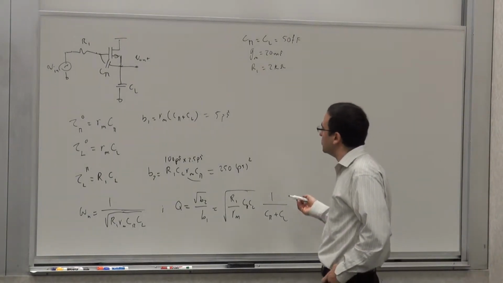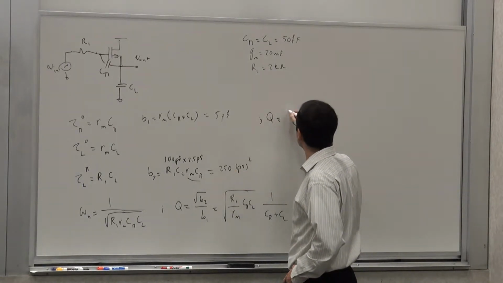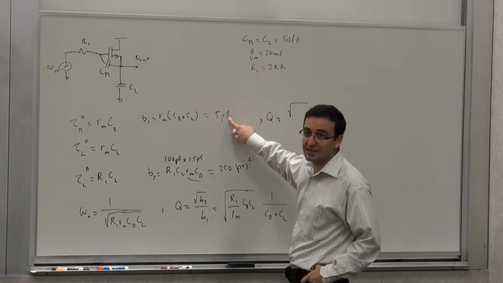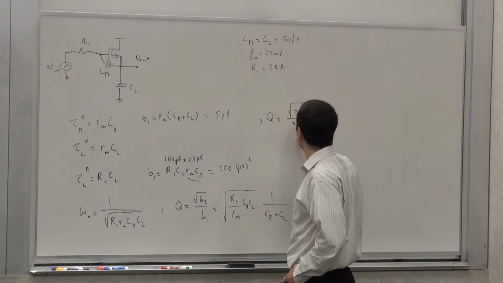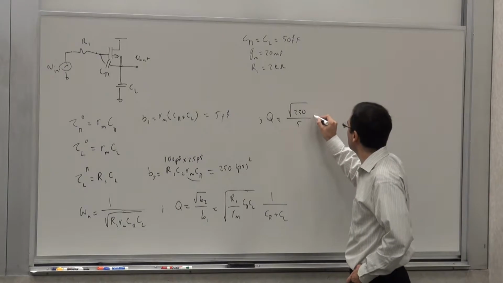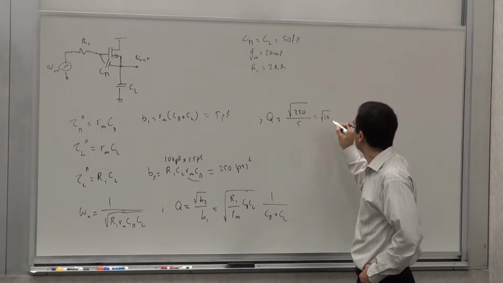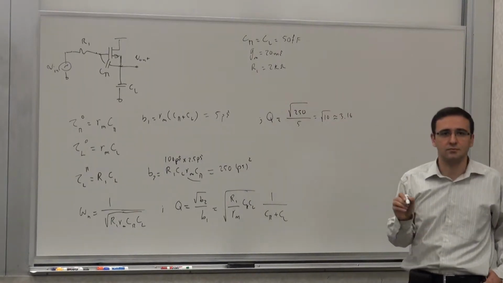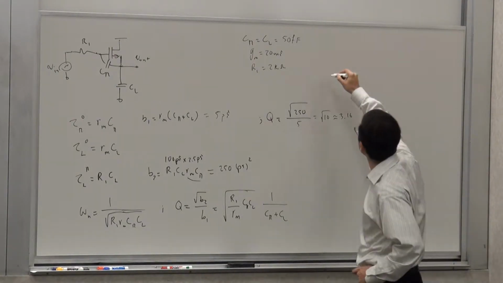My Q, quality factor. Q is square root of that divided by this. So I get a picosecond out of the square root that cancels this picosecond, so I'm left with a unitless quantity. So it's 250 divided by 5. Square root of 250 divided by 5 is square root of 10, and that's approximately 3.16. So it says that I have a peaking ratio of about 3.16.